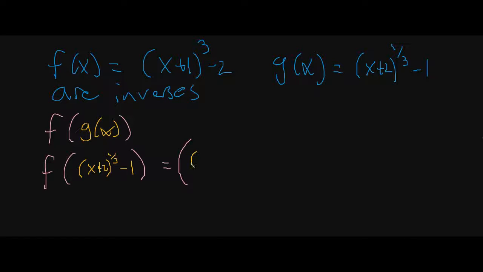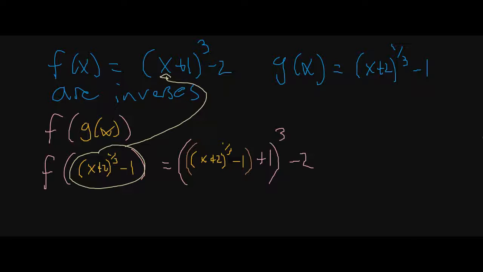We're going to get (x plus 2) raised to the 1/3 minus 1. All right, put an extra set of parentheses, right? We're going to close the parentheses, plus 1, close the parentheses, raised to the 3rd power minus 2. If you notice, what I did is I took the entire expression, as crazy as this may be, and I plugged it in for x right there. I just replaced x and put this entire thing in there. All right, so we did that.